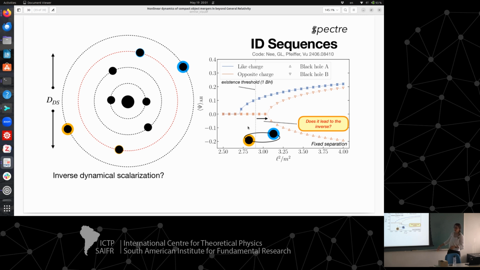So what we're going to do now is perform evolutions. We now have a brief idea of what might happen, so we want to run evolutions and see whether we see anything interesting. So, sorry, what do you mean by the value of field A? It means apparent horizon. It's the value of the scalar field on the horizon of the black hole.